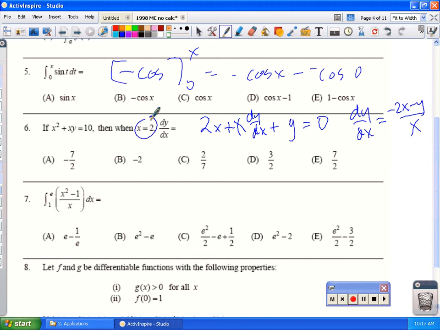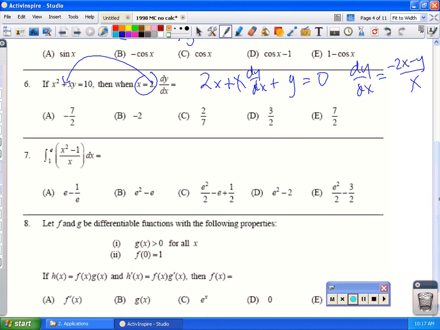Big whoop. It's your job to go over here and get the y value that goes with the x value so that you can plug the x and y in the derivative and select the correct answer. Number 7 is a classic sprinkle the algebra. X squared divided by x is x. 1 divided by x is 1 over x.